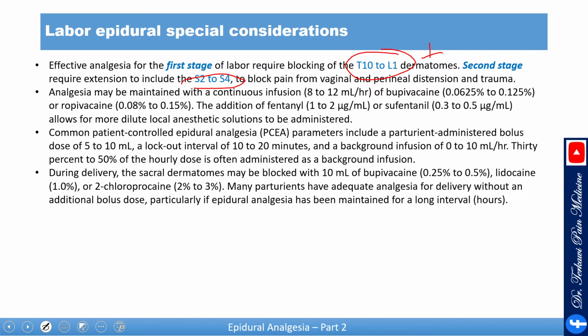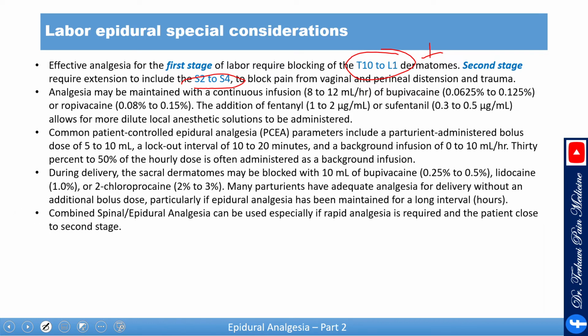During delivery, the sacral dermatome may be blocked with 10 ml of bupivacaine or lidocaine or chloroprocaine. However, if you have the epidural running for a few hours, most likely you will have the local anesthetic covering the sacral dermatome, and you don't need the top-up doses. Combined spinal epidural analgesia can be used, especially if rapid analgesia is required and the patient is close to the second stage.